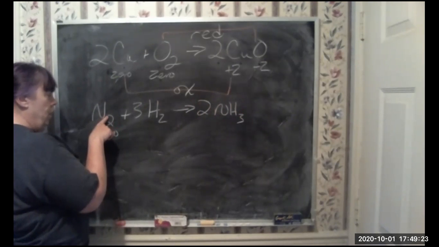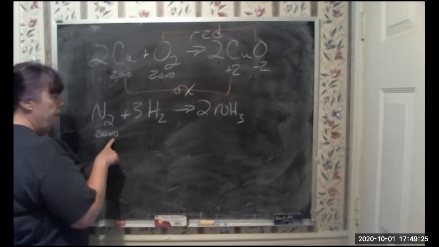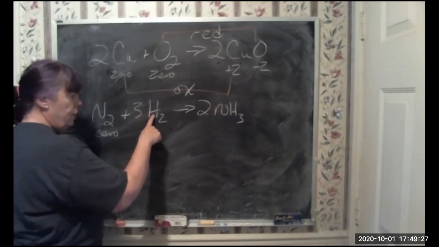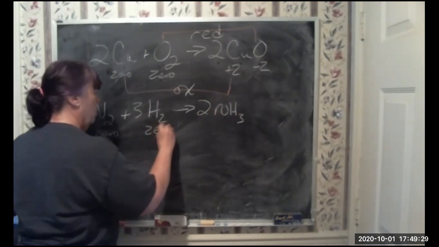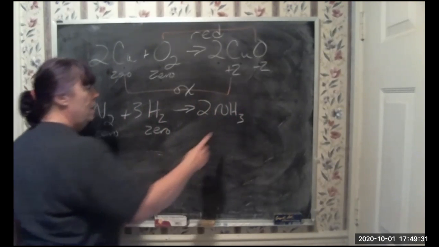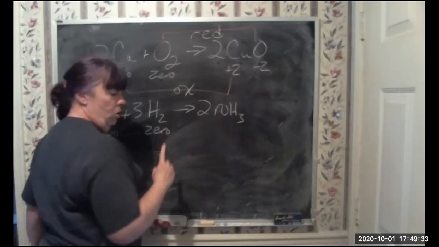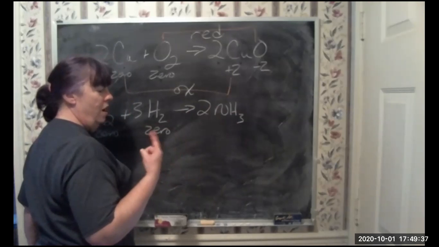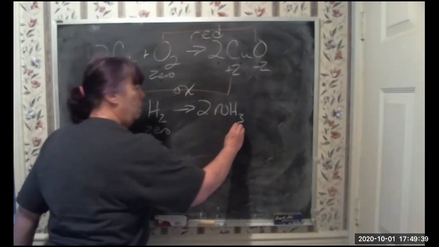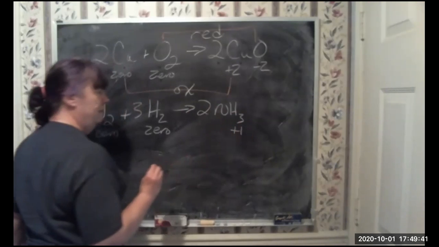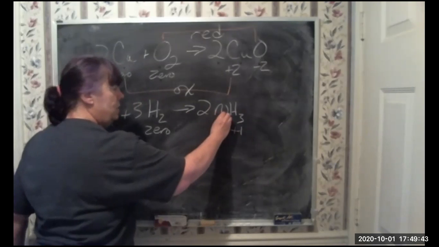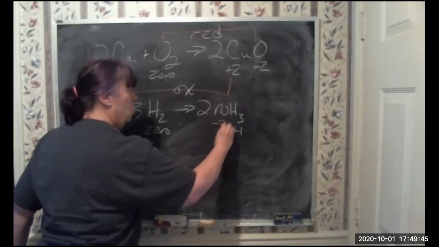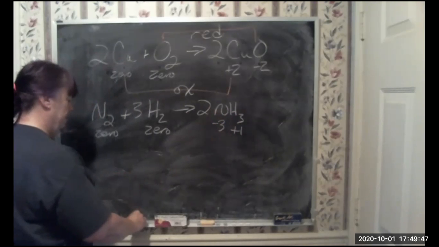Nitrogen is pure here, so it's 0. Hydrogen is pure here, so it's also 0. Here's where we get to the backwards part. It's not stuck to a metal, okay? Your hydrogen is actually stuck to another non-metal, so hydrogen is its normal +1. My nitrogen is its normal -3.